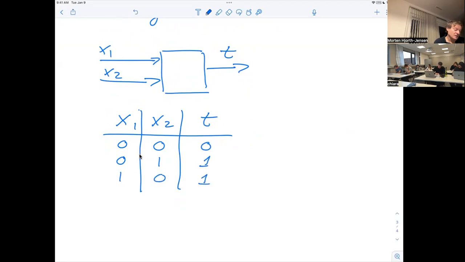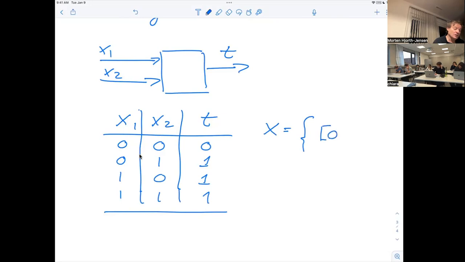And then we have 1, 1, and 1 as output here. And I assume that you've seen this type of gates in electronics before. Now, this means that if we now look at the vector x, the way we have defined it, the vector x would now contain four possibilities.